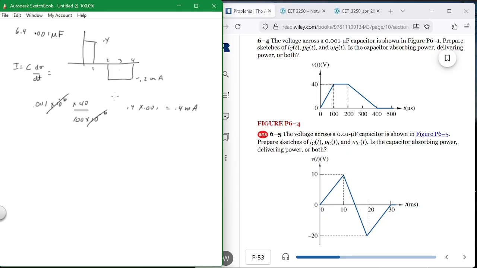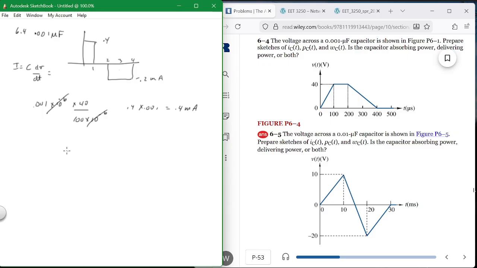Okay, now the next one is 0.01 microfarad capacitor, blah, blah, blah. Show the sketches of I, and then forget about P and W. The capacitor is absorbing or whatever. If it's a positive, it's absorbing. If it's a negative, it's letting it go. That's how this works. Okay, so what is up here? Voltage across the capacitor. What would be right here? This is a rate, right? And this is in milliseconds.